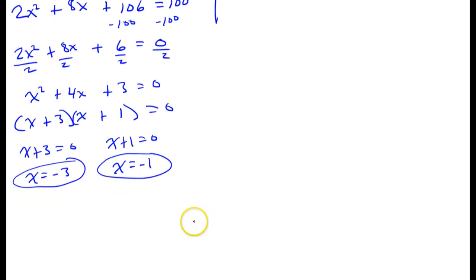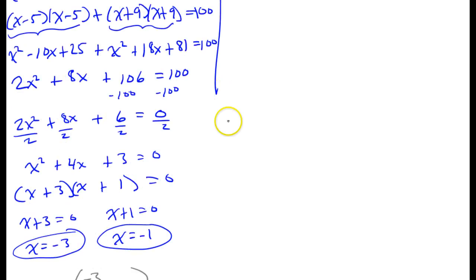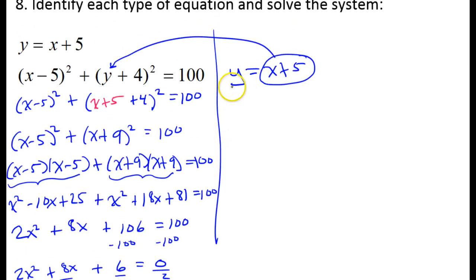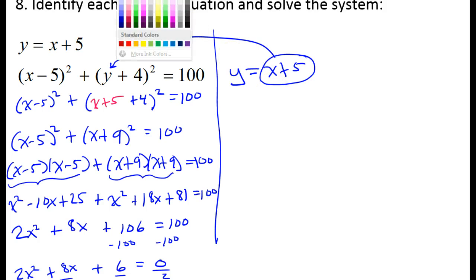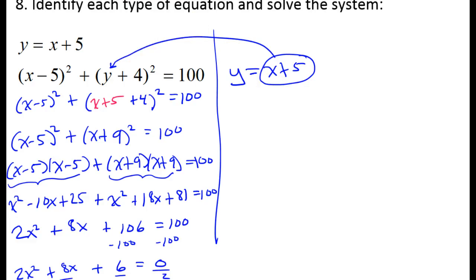So if I'm building a solution set, this is what I have so far. I've got negative 3 comma something, and I've got negative 1 comma something. These are both x values. But I need to find the y values that go with them. So how will I get these y values? I can use this equation right here. This equation is like a y factory.